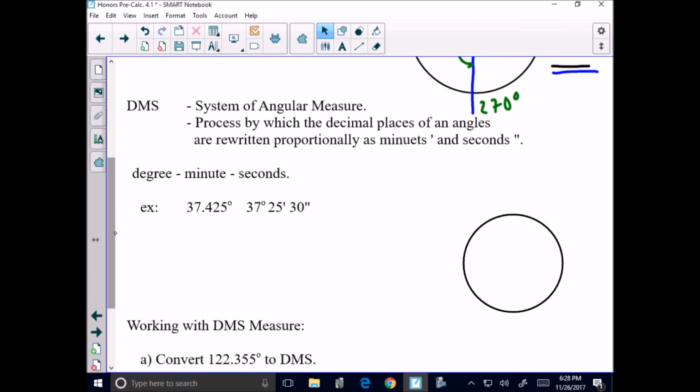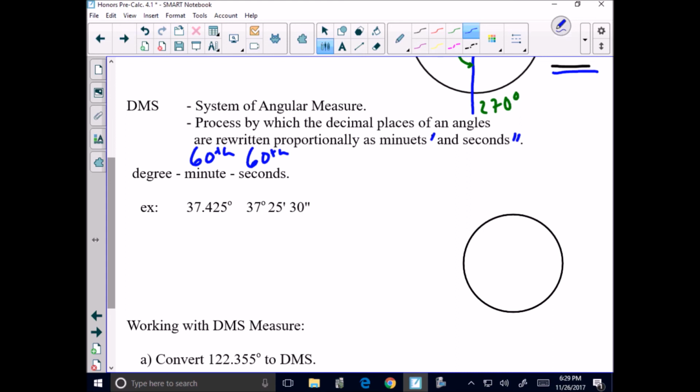With degrees, minutes, seconds, we have a process by which the decimal, or the part of a degree, is represented in minutes and seconds, where minutes and seconds are representing that part of a degree in a unit that is base 60. So right here, we would say that minutes is indicated with 1 hash mark, seconds is indicated with 2 hash marks. We would say that a minute is a 60th of a degree, and a second is a 60th of a minute, right?